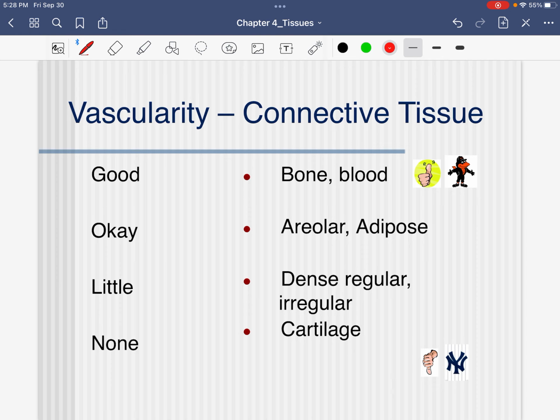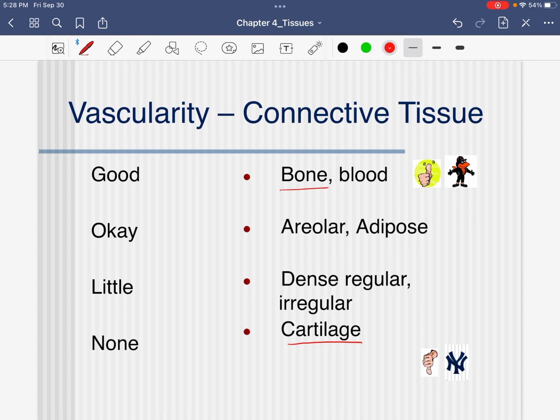I would like you to be able to identify some types of connective tissue that have a really good blood supply, obviously blood, but you might be surprised, bone. And we're going to talk about this in a couple chapters from now. Bone has blood vessels coursing through it everywhere. So it's got a great blood supply. On the other end, cartilage. Cartilage has a very poor blood supply.